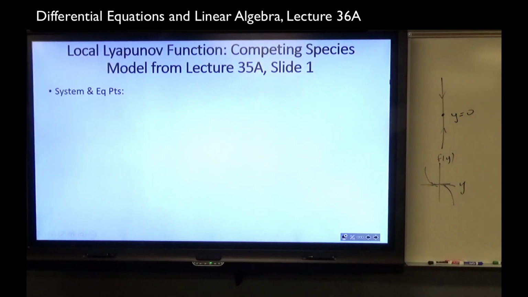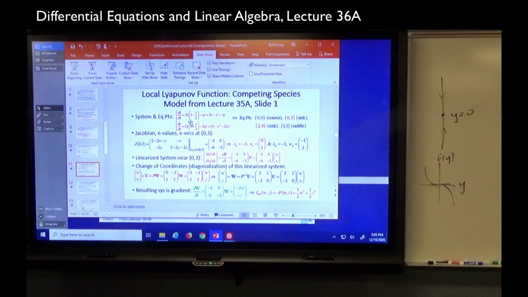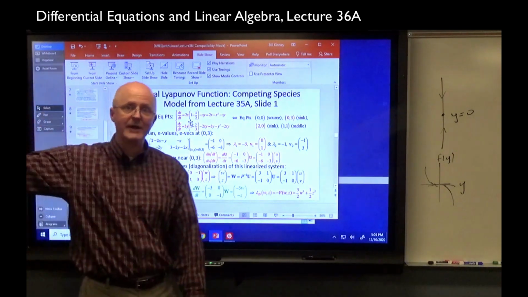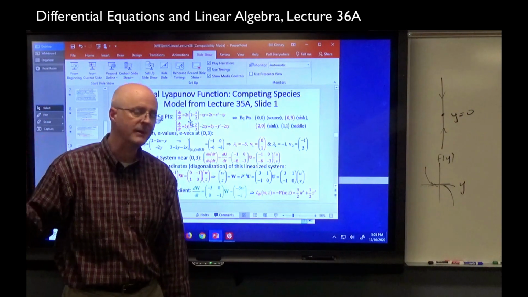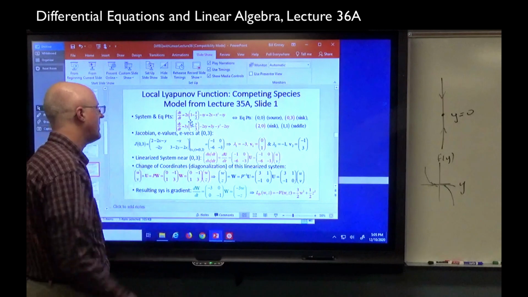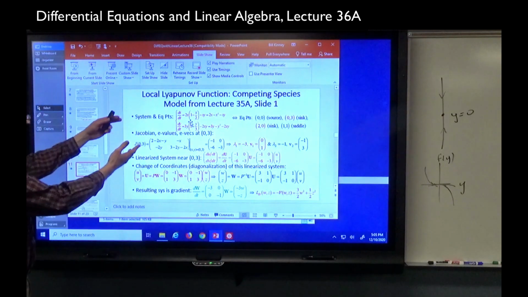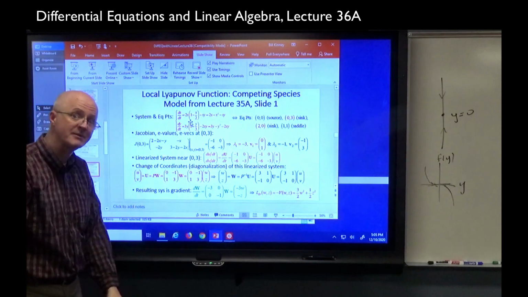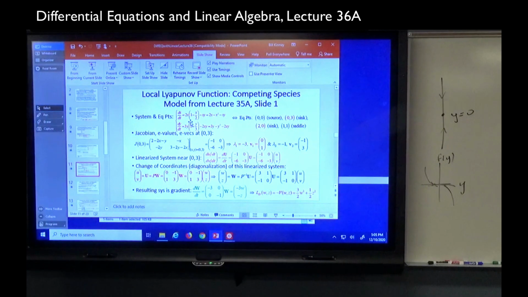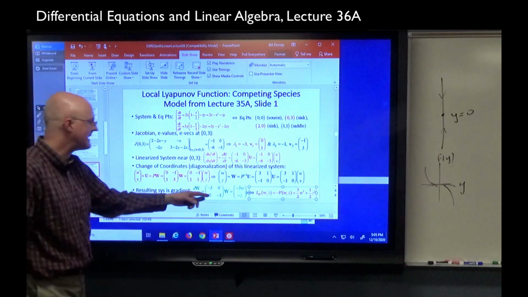Here are a few slides that go through the details that I showed you again in lecture 35A of how to construct a local Lyapunov function for the competing species model. I went through and typed up all the details. So here was the system, I did the Jacobian, I linearized, I did changes of variables like we've done with linear algebra a lot. I created a Lyapunov function for a diagonalized system.